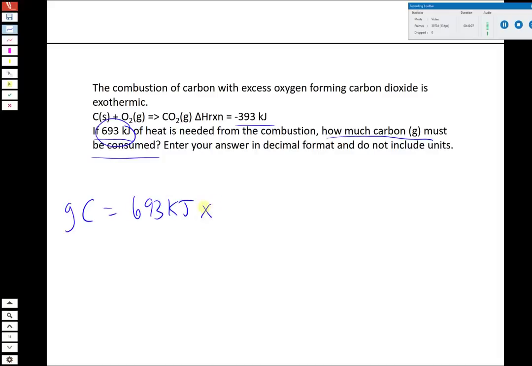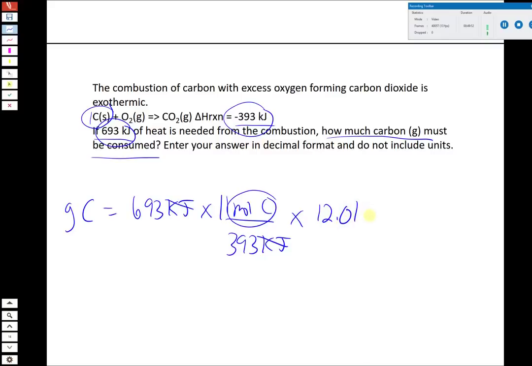And so what we're going to do is just do a bunch of conversions. 693 kilojoules, we know from the balanced equation that for every 1 mole of carbon, there's a coefficient of 1 there, we get 393 kilojoules. So 1 mole of carbon will give us 393 kilojoules, so we multiply by this conversion factor, so that kilojoules cancel out. Now we know how many moles of carbon we need. And then we just multiply by the atomic mass of carbon, 12.01, to figure out how many grams of carbon that corresponds to.